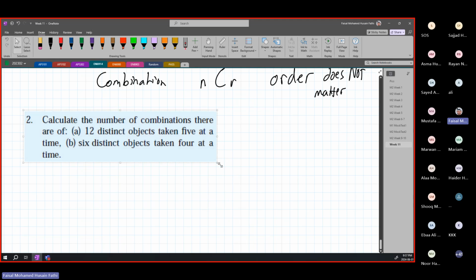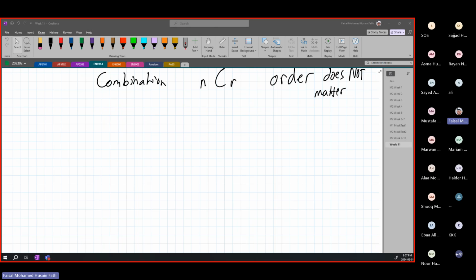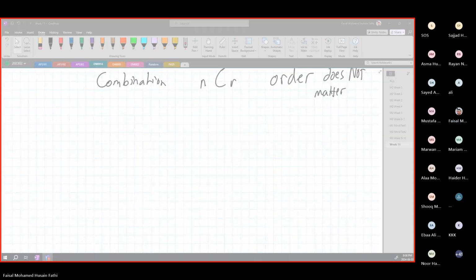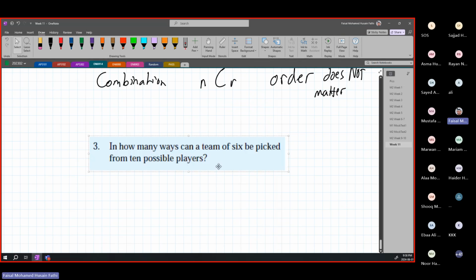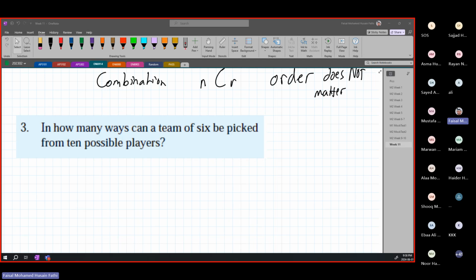Calculate the number of combinations there are. No, this one's too easy. It is literally telling you to use combinations. Let us look at this question. In how many ways can a team of 6 be picked from 10 possible players? All right. What does this mean? The first thing you need to determine is your n and your r. All right. So let's look at how many ways a team of 6 can be picked from 10 possible players.